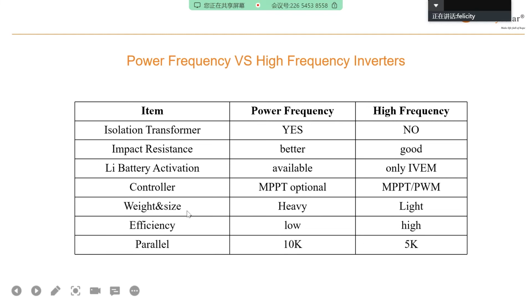Okay, and weight and size: power frequency is heavy and the high frequency is light, lower. Efficiency: high frequency is higher than the power frequency. Parallel, both can support. High frequency 5 kVA can parallel, and power frequency is 10 kVA. We already shared this. So this is the introduction of the high frequency and low frequency, and I also made a simple difference or comparison.